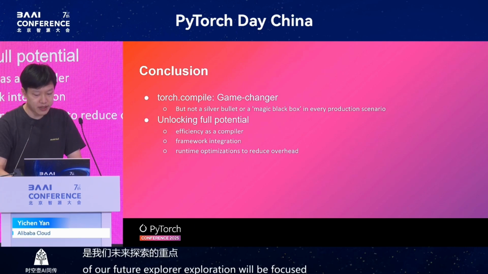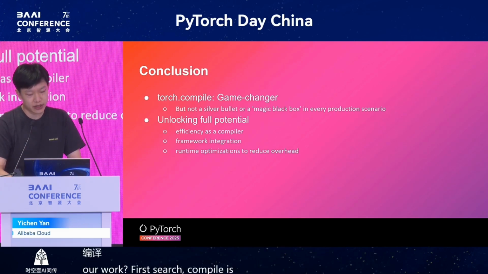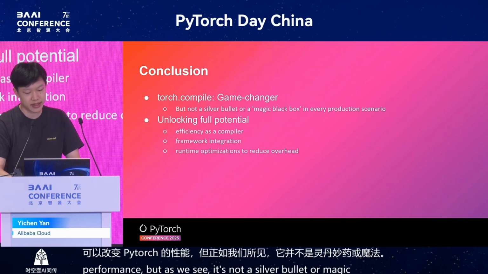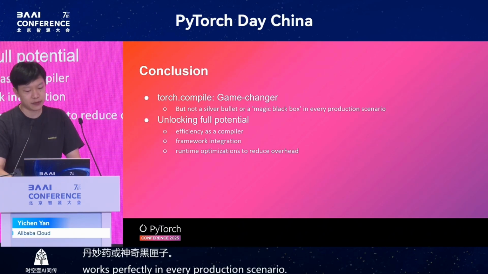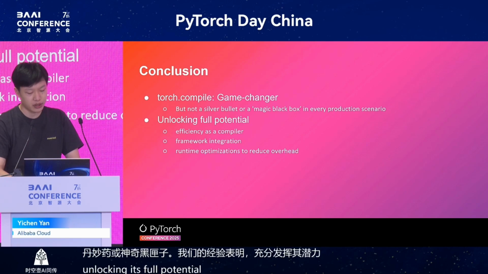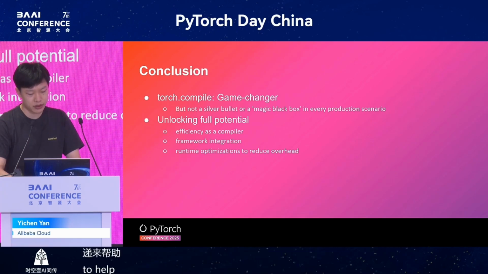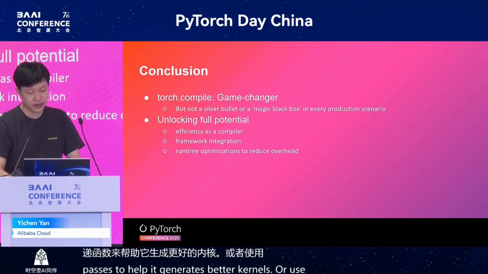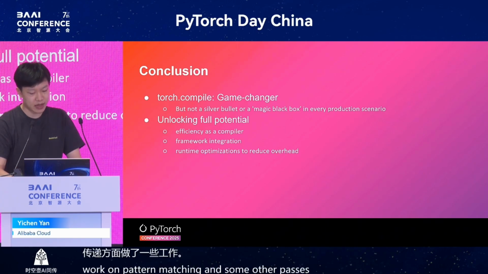So to bring everything together, what are the main takeaways of our work? First, torch.compile is absolutely a game changer for PyTorch performance, but as we see, it's not a silver bullet or magic black box that works perfectly in every production scenario. Our experience shows that unlocking its full potential requires a multi-layered approach. First, you need to work on the efficiency of the compiler. This means writing targeted passes to help it generate better kernels or use existing ones more effectively. Our work on pattern matching and some other passes are perfect examples of this.